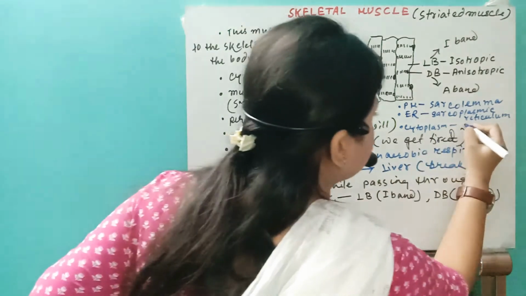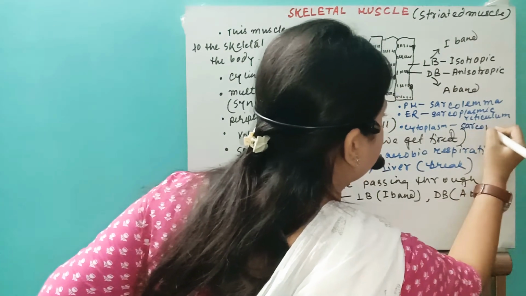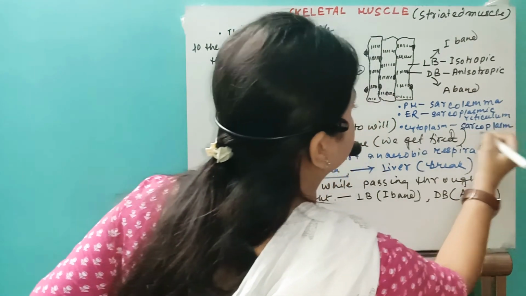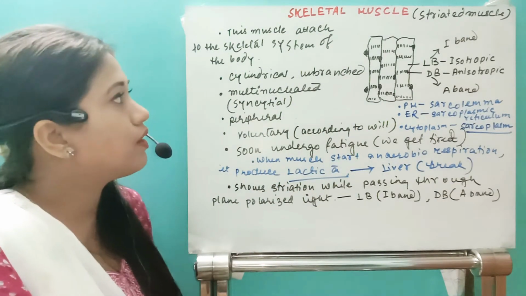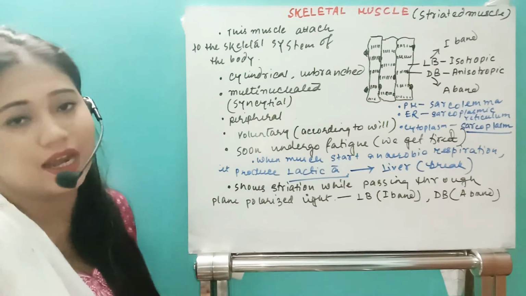But in the case of skeletal muscle, what are we going to call it? We will call it sarcoplasm. Okay, we will call it sarcoplasm, right? So these are some characteristics.